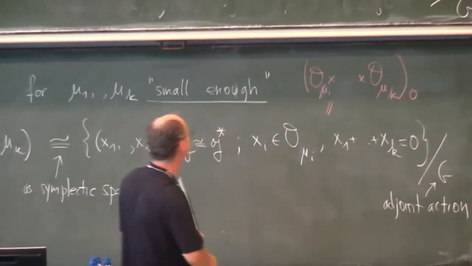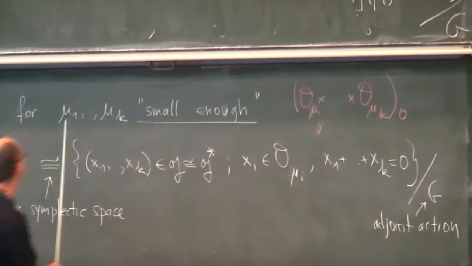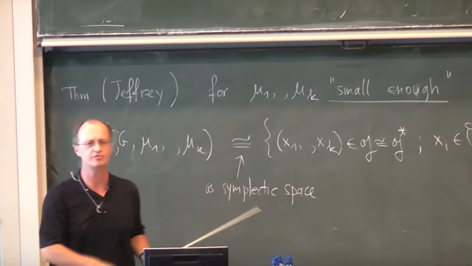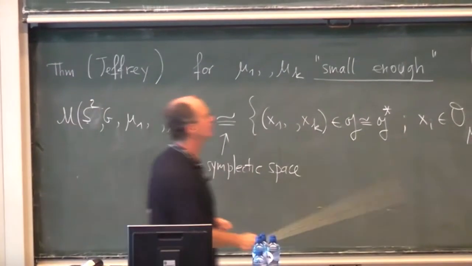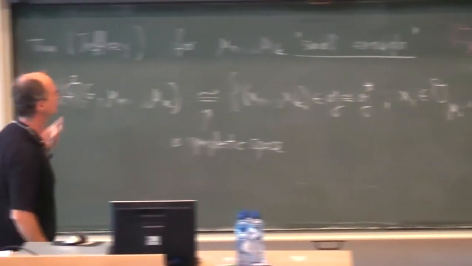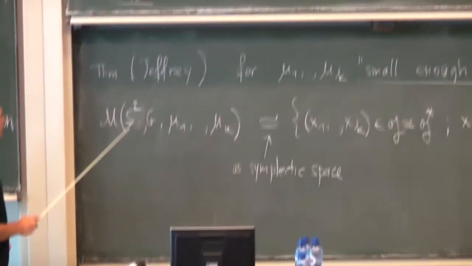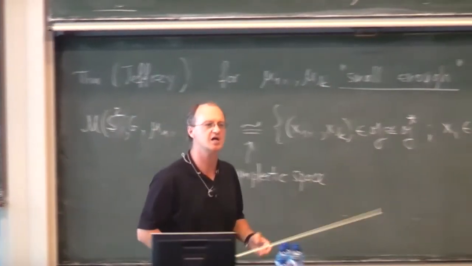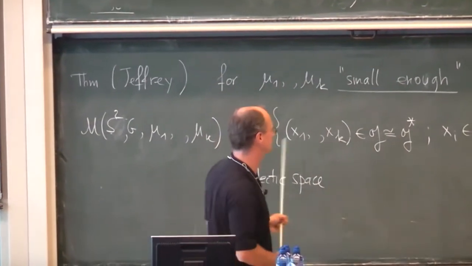And it turns out that the spaces of solutions, for mu's small enough, are just isomorphic. They are also isomorphic as symplectic spaces, where here we use the Kirillov-Kostant-Souriau Poisson bracket or Kirillov 2-form, and here we use the Atiyah-Bott form. I think it's an interesting result.